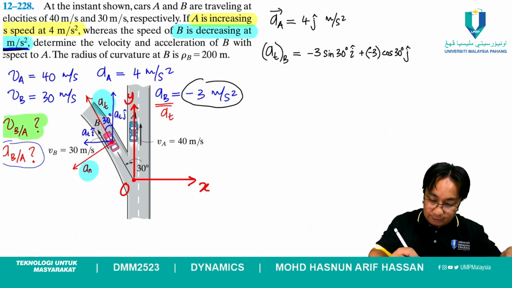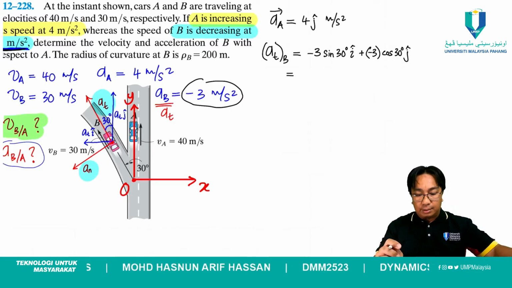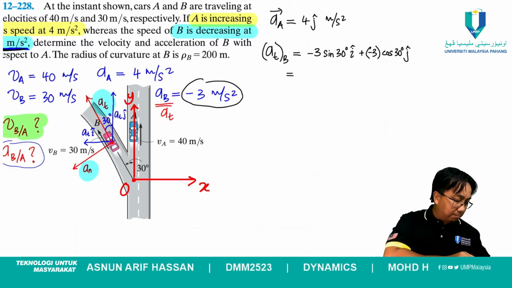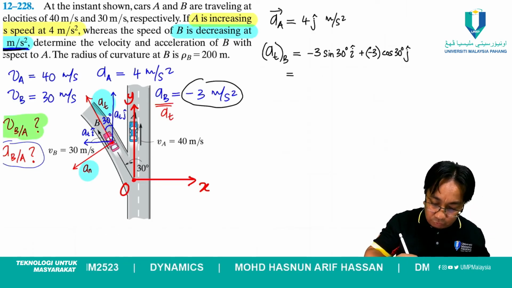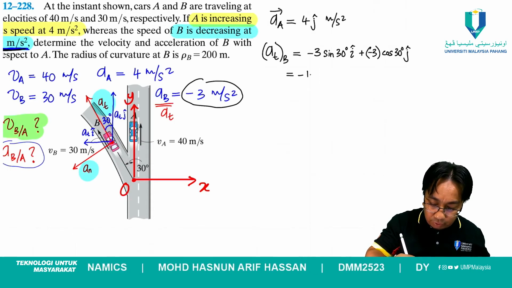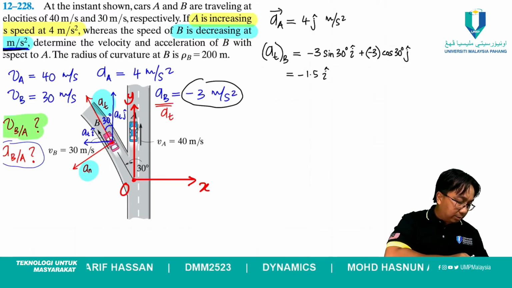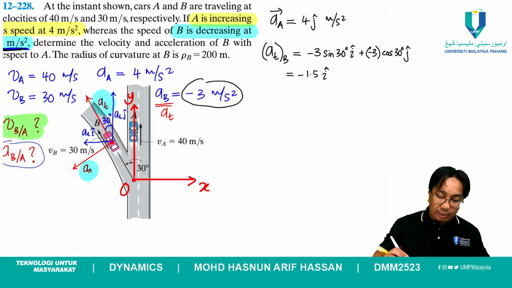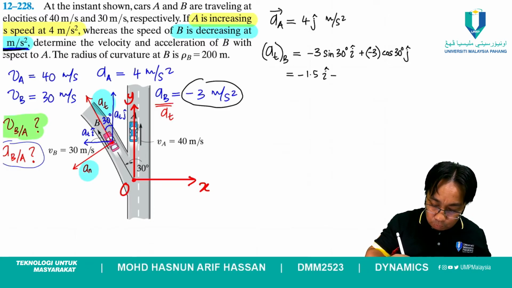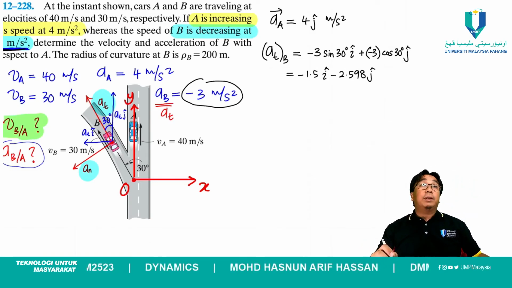So let's calculate this first. So basically a_tB will be minus 3 sine 30, what do you have? Is it minus 1.5? Minus 1.5. So minus 1.5 i, and then minus 3 cos 30 degrees will be minus 2.598 j. Okay, this will be a_tB.